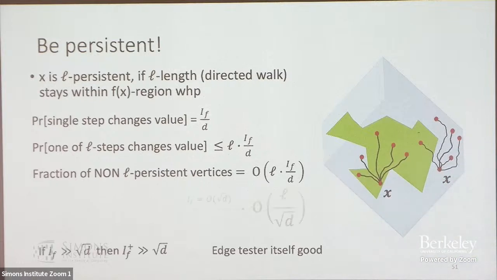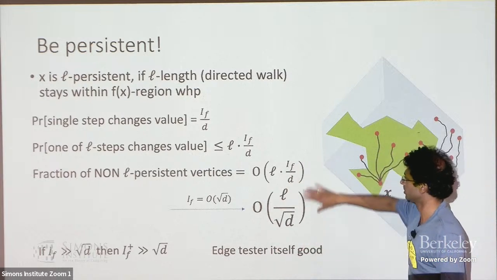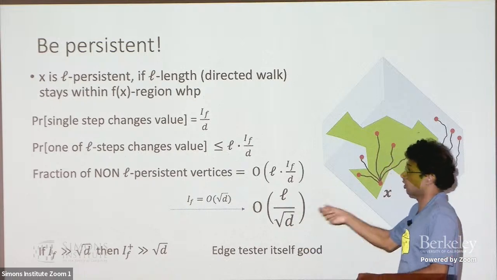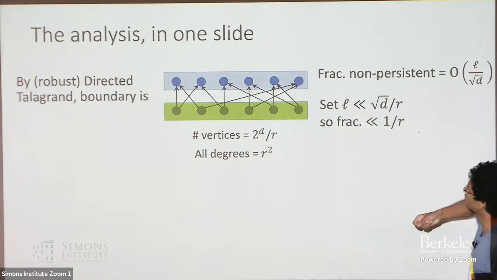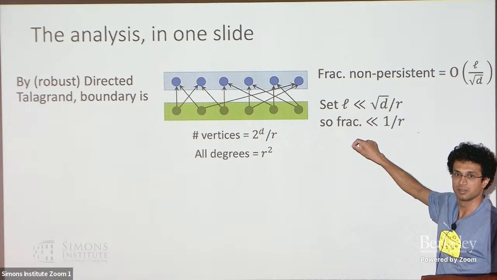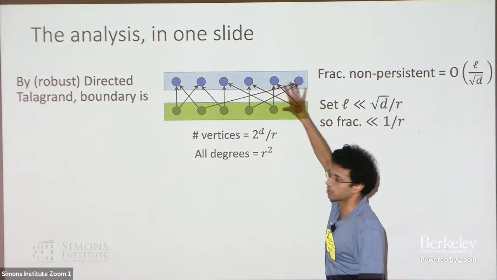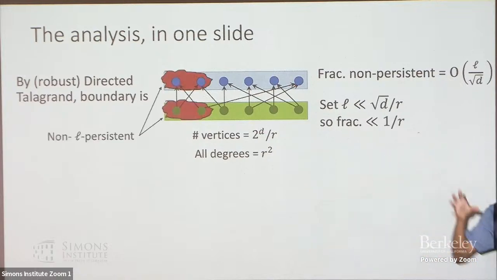I'm going to spare you some work, but by doing some extra work, you can show that this is essentially L by root t. So for every L, you can figure out what fraction of vertices are not persistent. And what Chakrabarty and Seshadhri, or rather Khot, Minzer and Safra, do in their analysis is choose this length so that the fraction of non-persistent vertices is much smaller than your boundary. So there's some portion of the boundary that is not persistent.